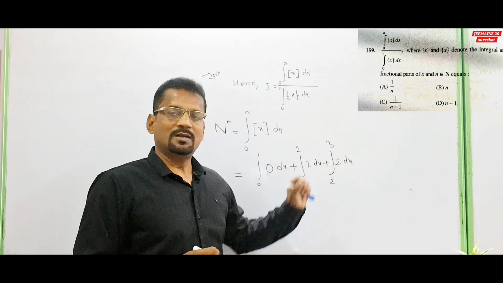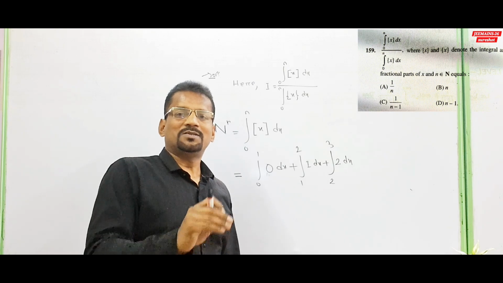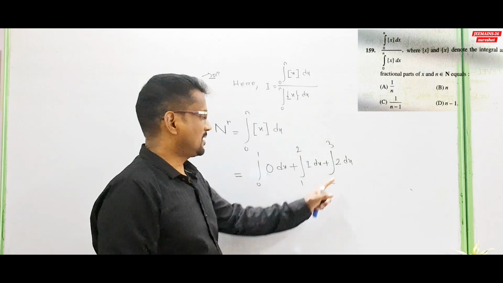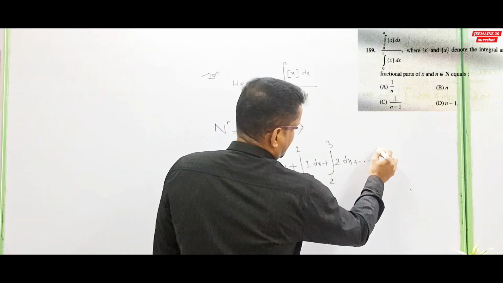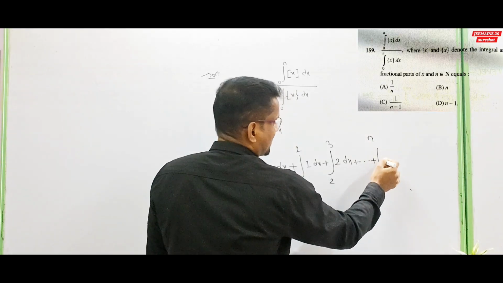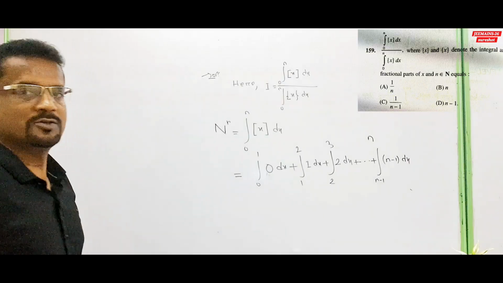Just think that way: lower limit 2, upper limit 3. That means x varies between 2 and 3, so the value of x is 2 point something, and the integral part is 2. That's why I have written 2 directly. And you can continue this integration from n minus 1 up to n. Then what will come? Now you can understand that it will be n minus 1 dx.